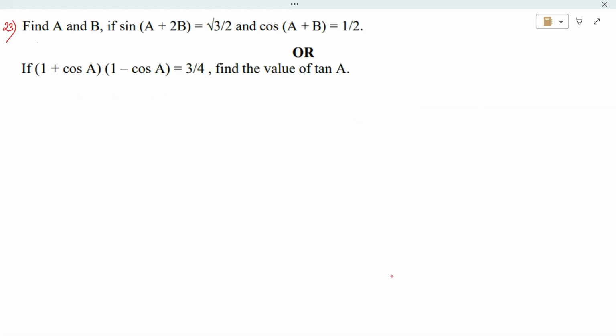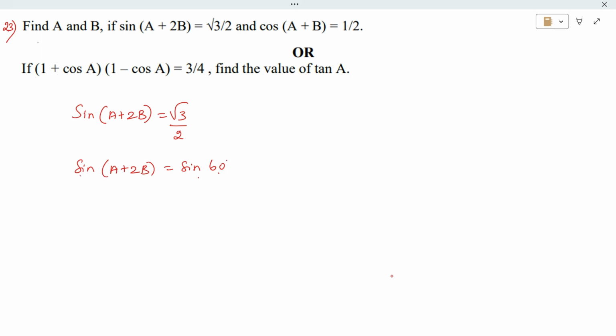Let's move on to question number 23. We have an internal choice, so I will do both the questions. Okay, first let me start with the first question. Find A and B if sin(A + 2B) is equal to root 3 by 2. So when sine is root 3 by 2, that is sine 60 degrees, isn't it? So I'm equating to sine 60. So sine 60 degrees value is root 3 by 2.